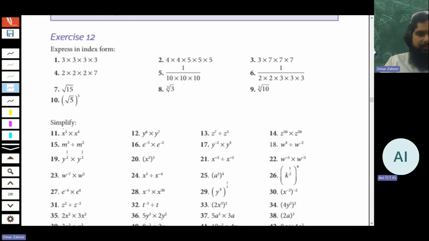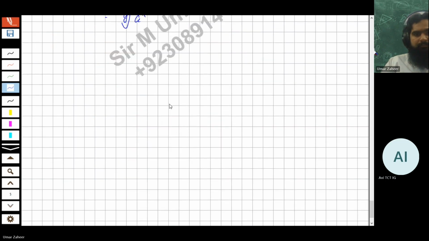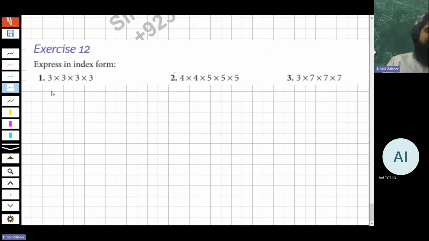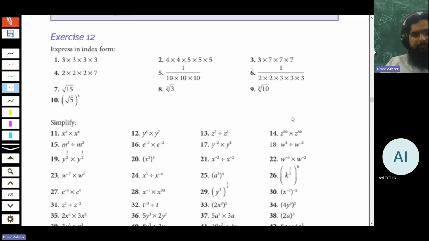Now we have to go for the questions. Now we are going to do the questions of indices. So we have to write the indices form. So it is 3 raised to power 4. And here, 4 to the power 2 into 5 to the power 3. Here, 3 into 7 to the power 3.